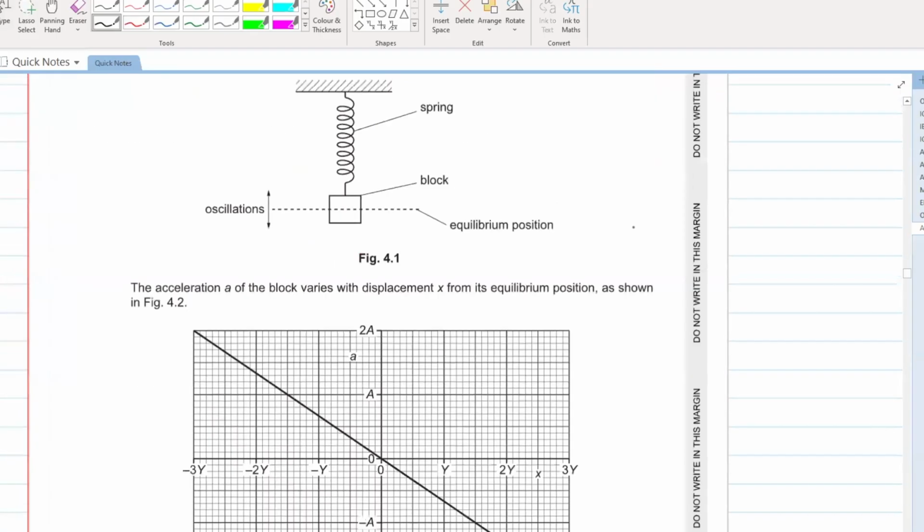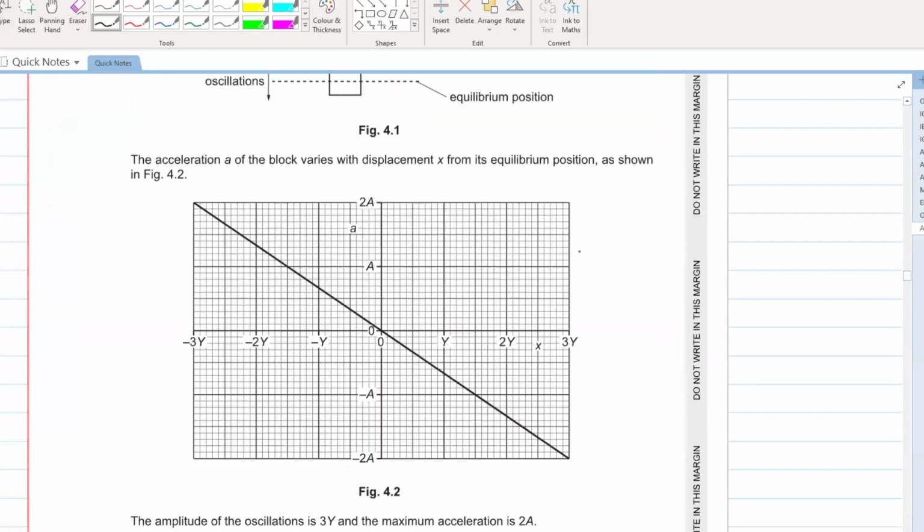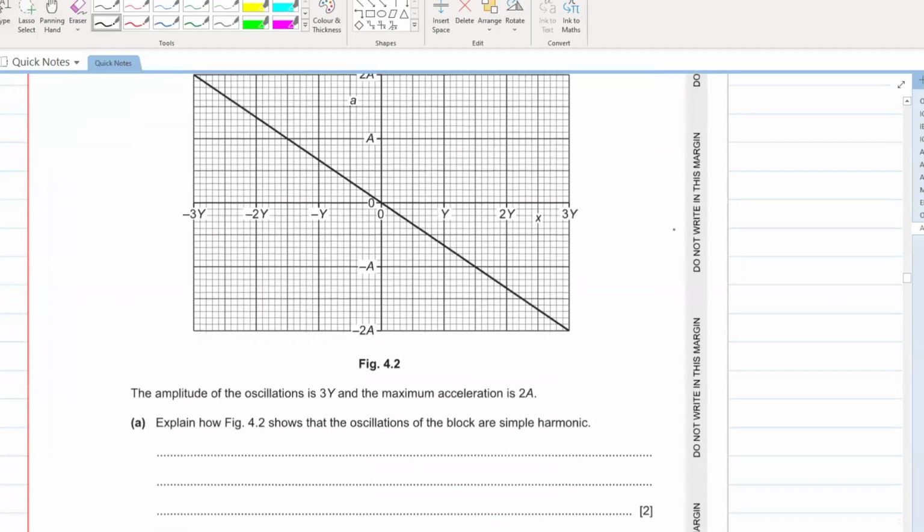Okay, this is a spring that is performing simple harmonic motion. Acceleration is directly proportional to displacement and in opposite direction. The amplitude of oscillation is 3y and the maximum acceleration is 2a. This is evident on the graph too. Explain how figure 4.2 shows that the oscillation of the block are simple harmonic. How is figure 4.2 telling us that the block performs simple harmonic motion?